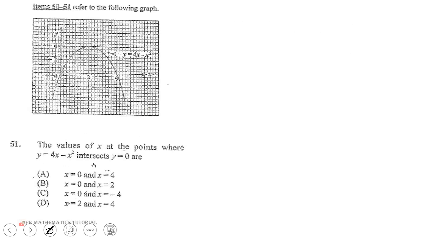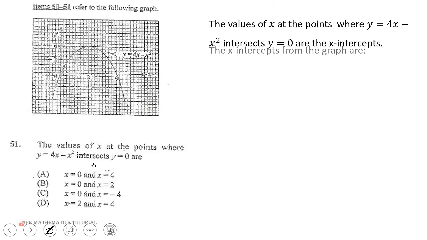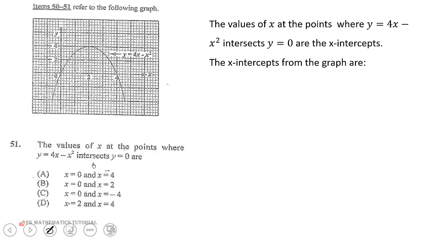Item 51. The value of x at the maximum point where y equals 4x minus x squared intersects y equals 0. We have the x-intercepts from the graph to be x equals 0 and x equals 4. So that is option A.